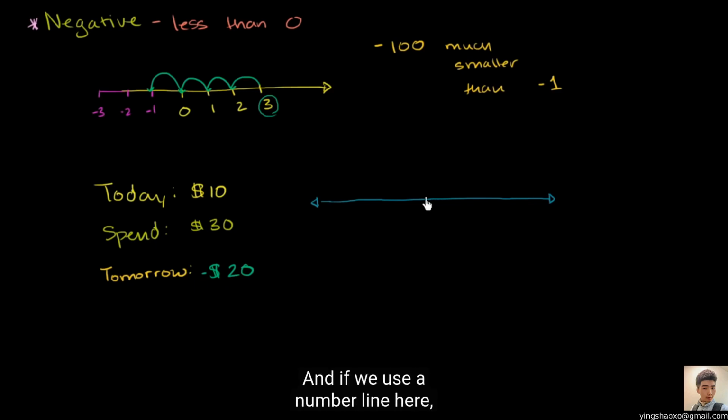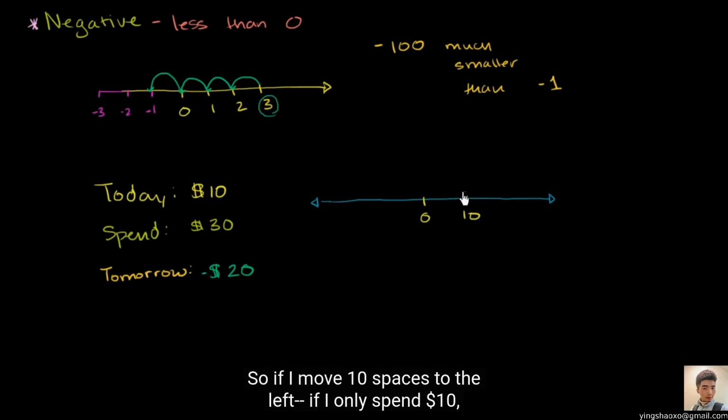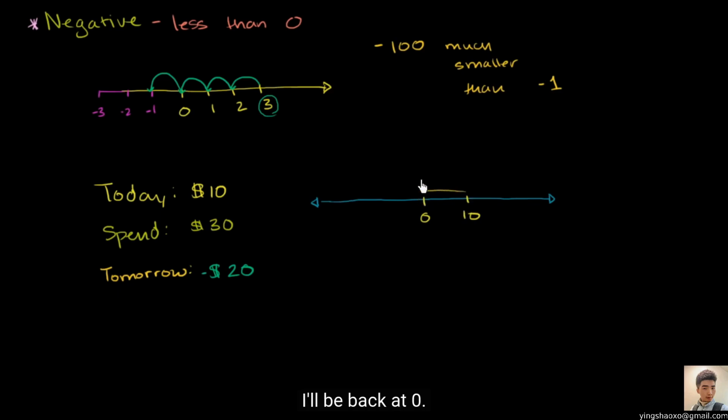We use a number line here. It should hopefully make a little bit of sense. So that is 0. I'm starting off with $10, and spending $30 means I'm moving 30 spaces to the left. If I only spend $10, I'll be back at 0. If I spend another $10, I'll be at -10. If I spend another $10 after that, I will be at negative 20.